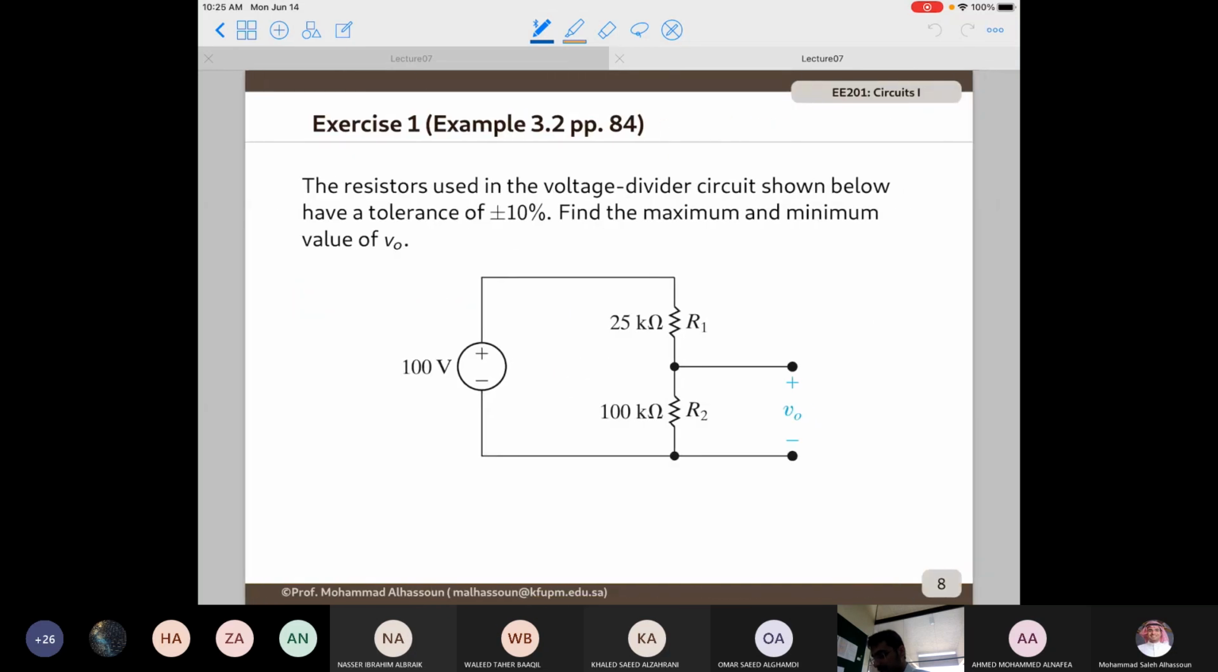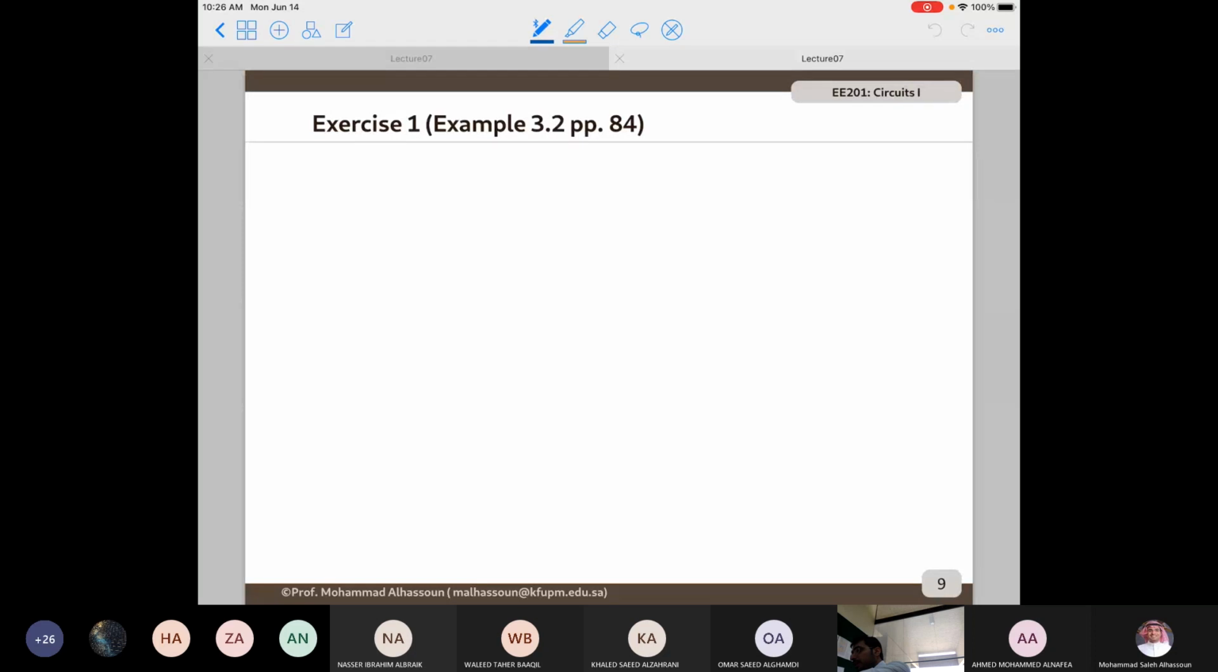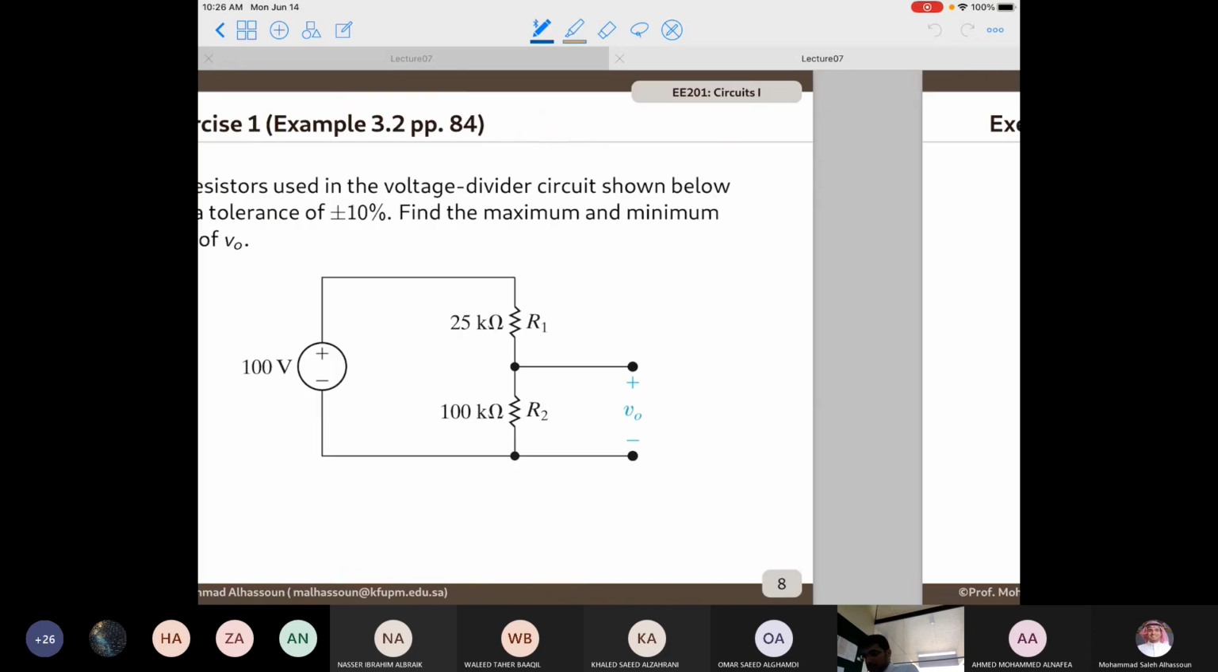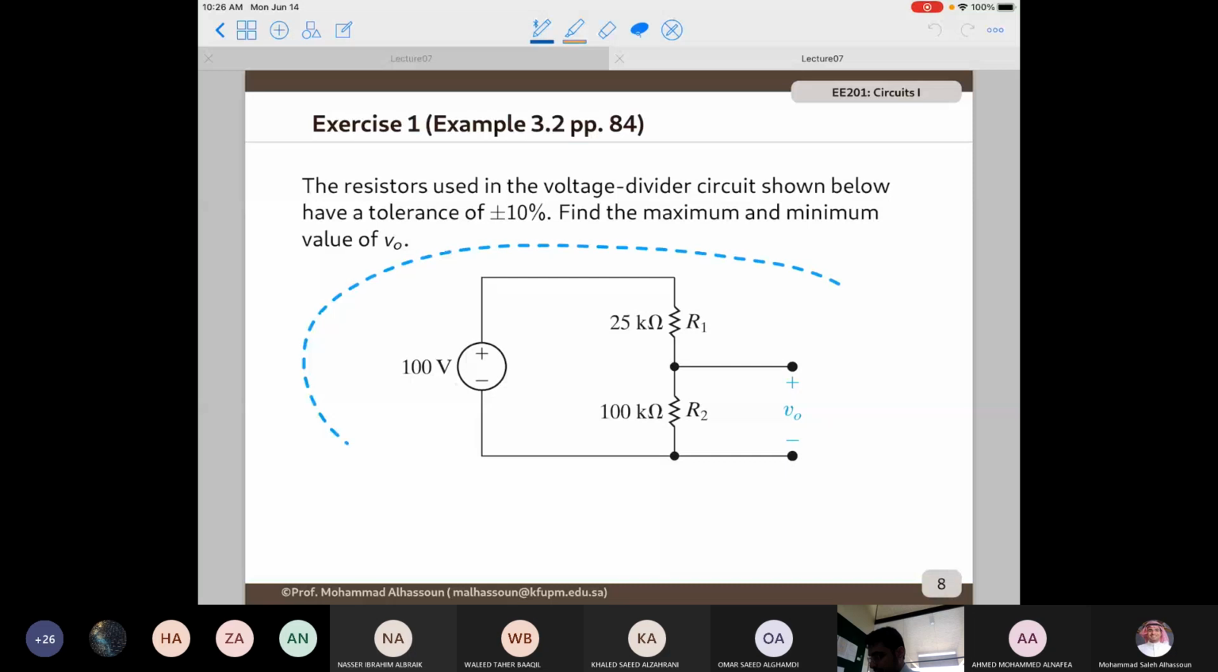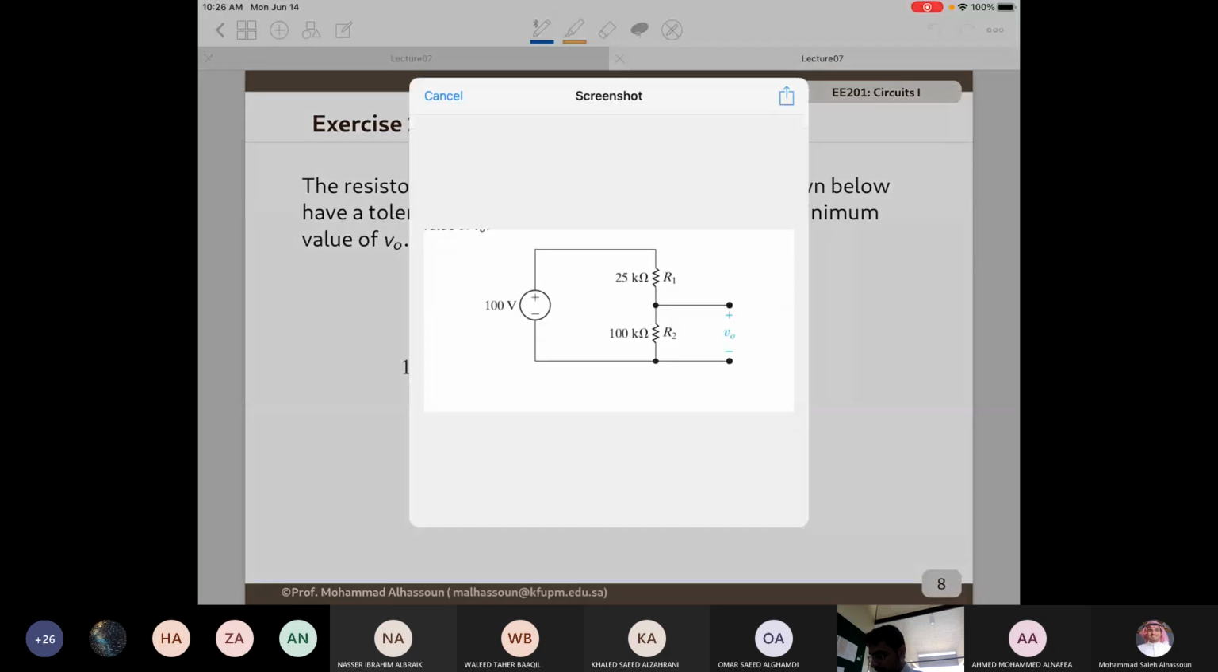Last time we stopped at this exercise. We stated that the resistors we have are not ideal resistors. It means that they come with a tolerance, so the value can deviate within 10%. We're asked to find the maximum and minimum of the voltage V naught. To explain the logic behind this, let me copy this figure and bring it to the next slide.